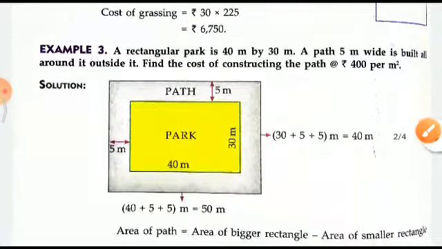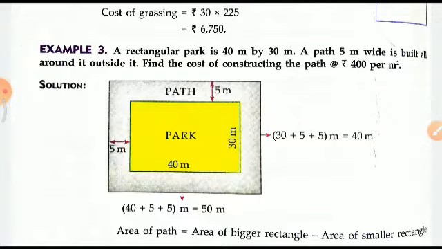Now this is a very common kind of question, where a rectangular path is 40 meter by 30 meter, a path 5 meter wide is built around it outside, find the cost of constructing the path. Now for that, firstly we will find out the area of the path because the cost is given as rupees 400 per meter square.